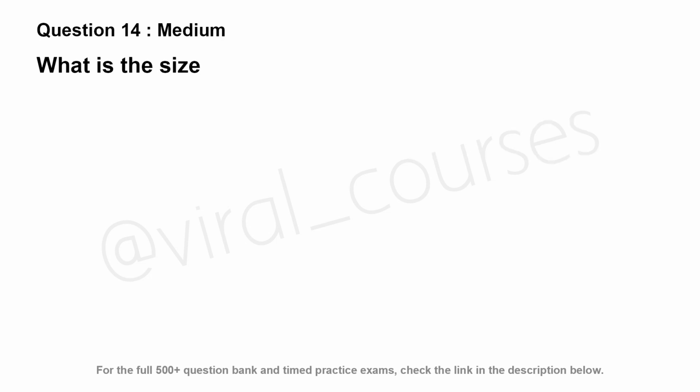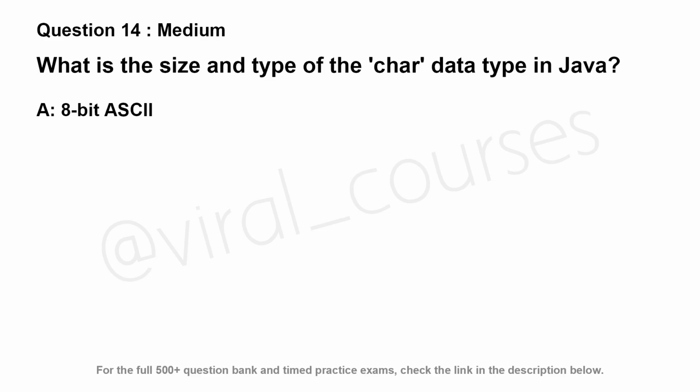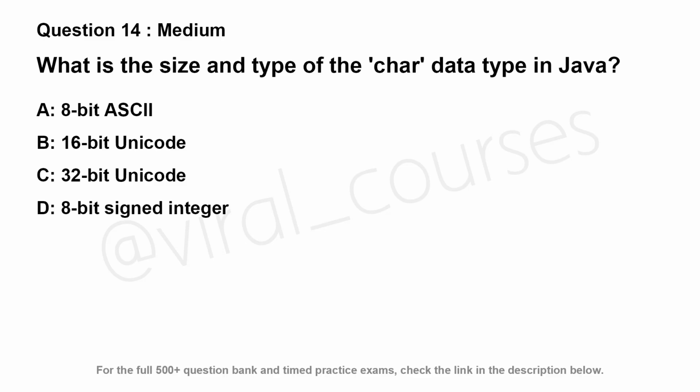What is the size and type of the char data type in Java? Option A. 8-bit ASCII. Option B. 16-bit Unicode. Option C. 32-bit Unicode. Option D. 8-bit signed integer.